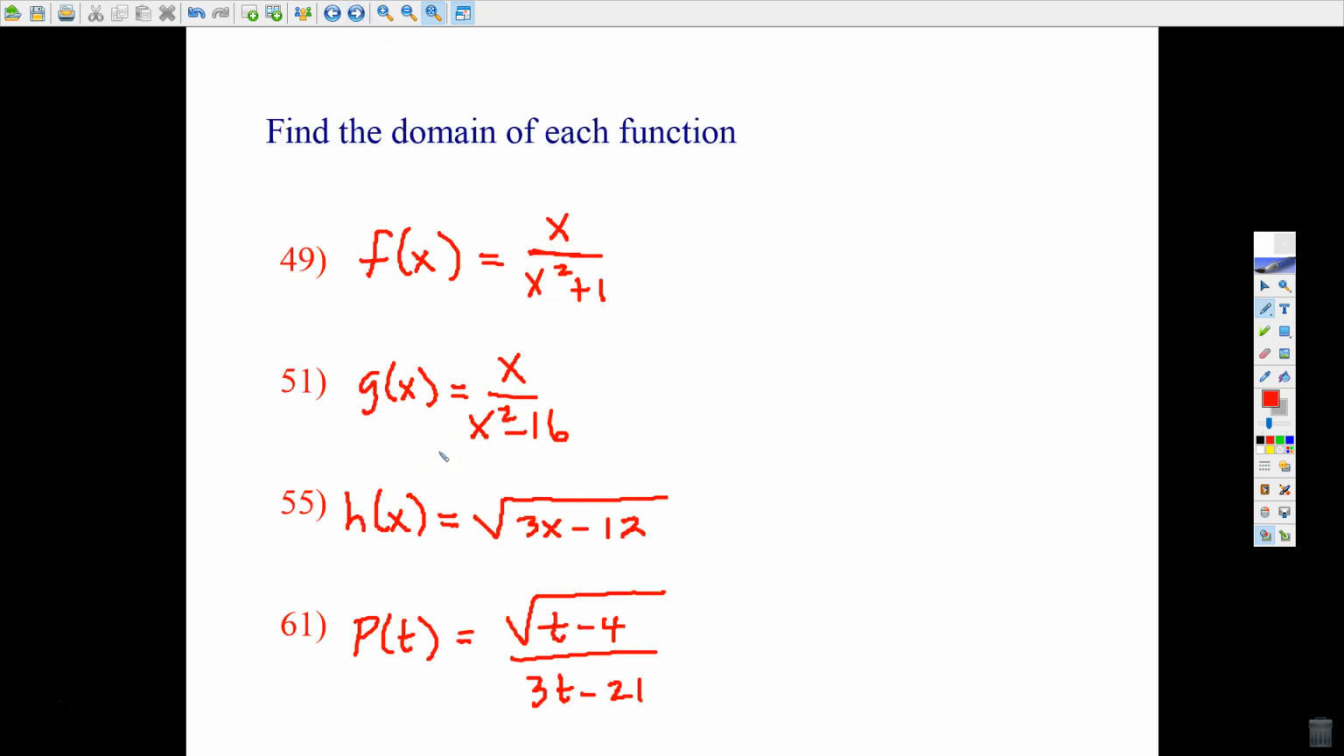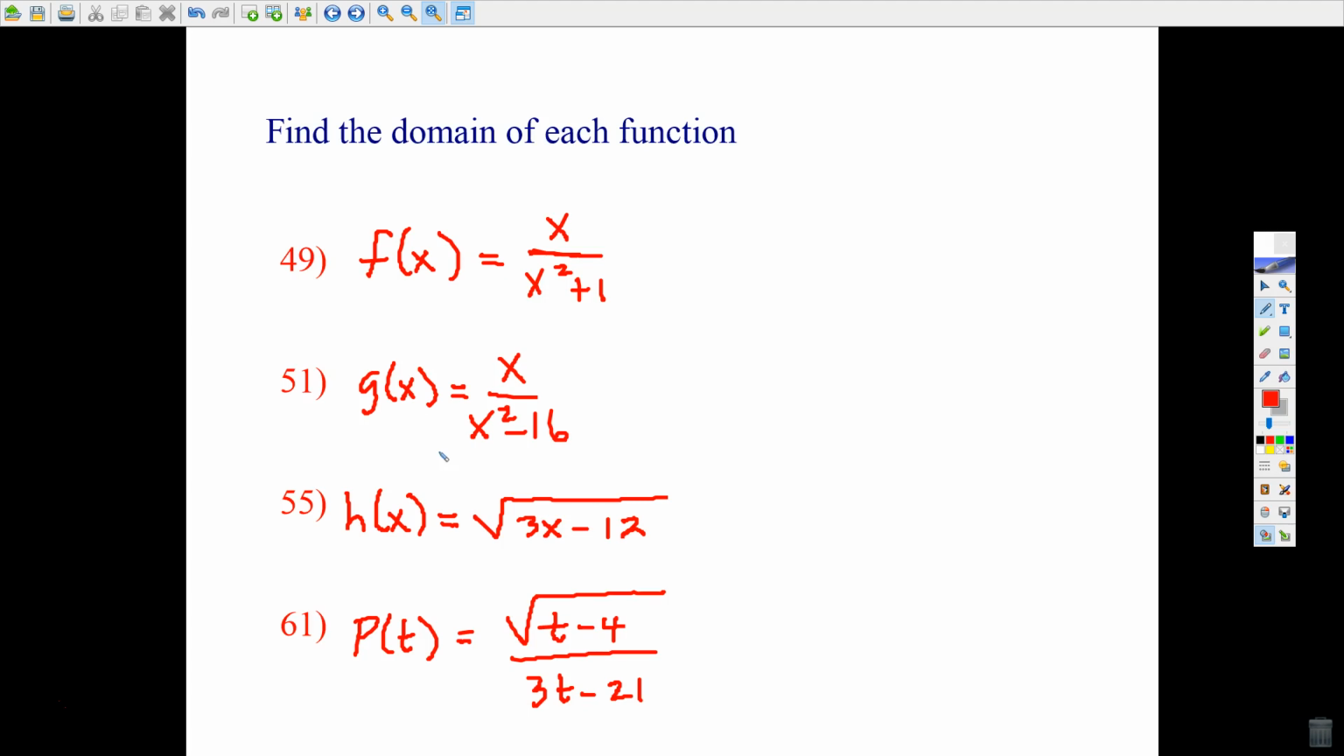Okay, almost done. This is the last part of your assignment. They're going to give you functions. It's your job to identify the domain. So when we say the word domain, give me another letter that we associate with domain. X. Okay. What's another word that we associate with domain? Input. Good answer.